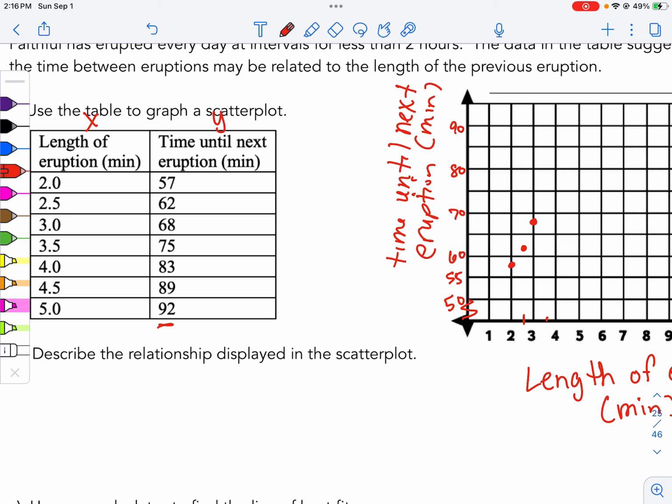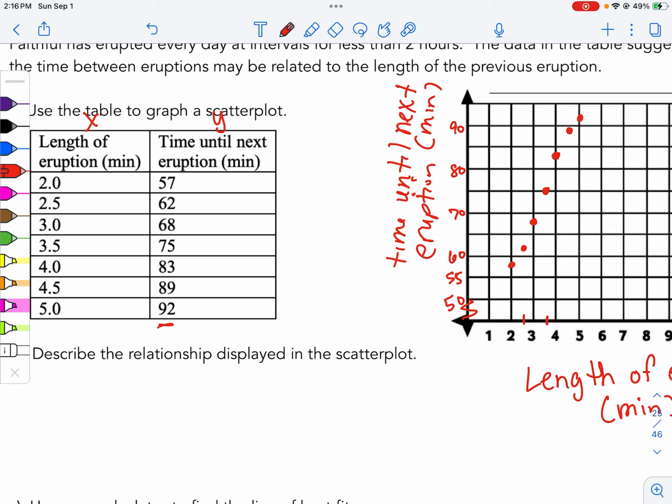3.5 is, again, in the middle of 3 and 4, and I got to go up to 75, so that one should be exactly on the line. Next one is 4, 83, so that's up here a little bit lower than 85. And then the next one is 4.5, 89, so that's just below 90. And then the last one is 5, 92, which would be right about there.